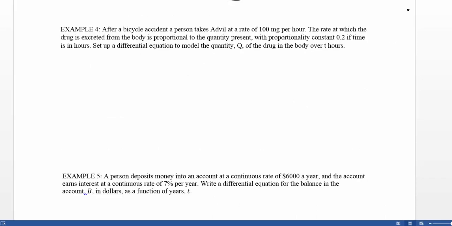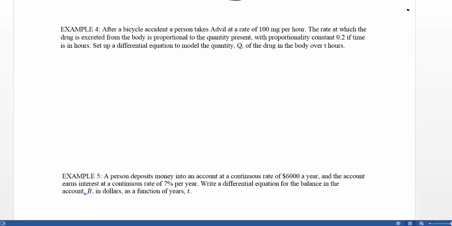Example 4. After a bicycle accident, a person takes Advil at a rate of 100 milligrams per hour. The rate at which the drug is excreted from the body is proportional to the quantity present, with proportionality constant 0.2 if time is in hours. Set up a differential equation to model the quantity Q of the drug in the body over T hours.